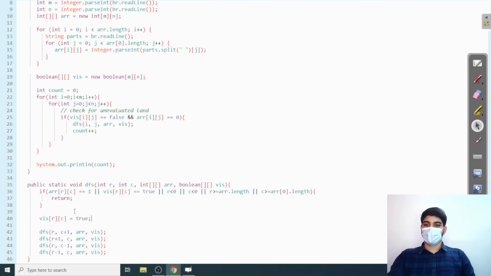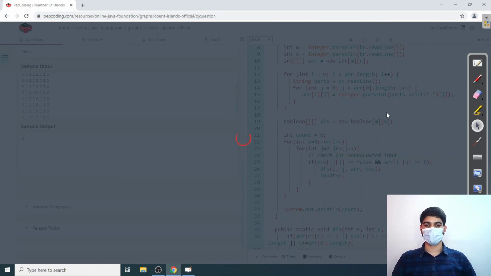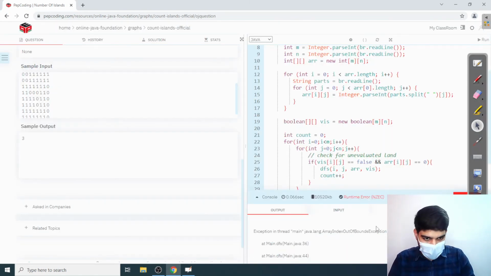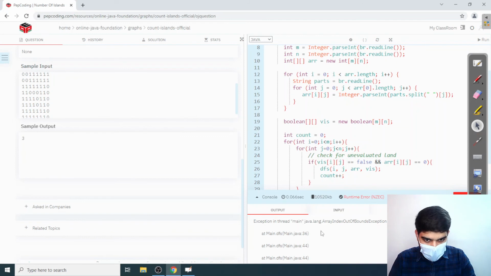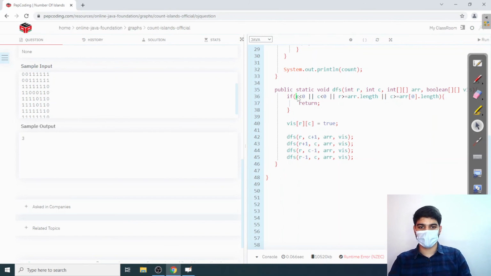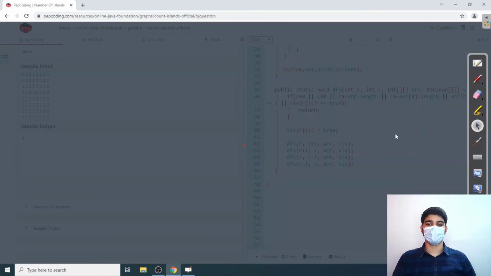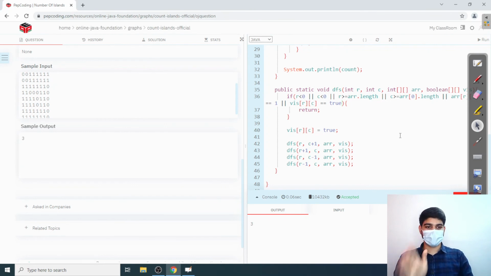If we run this, we are getting a runtime error on line number 36. We are getting -1 for index out of bounds. So we were checking for visited at first. What we have to do is check the bounds first, because we have to make sure that they are inside the bound. If we run this again, it's accepting the test case.